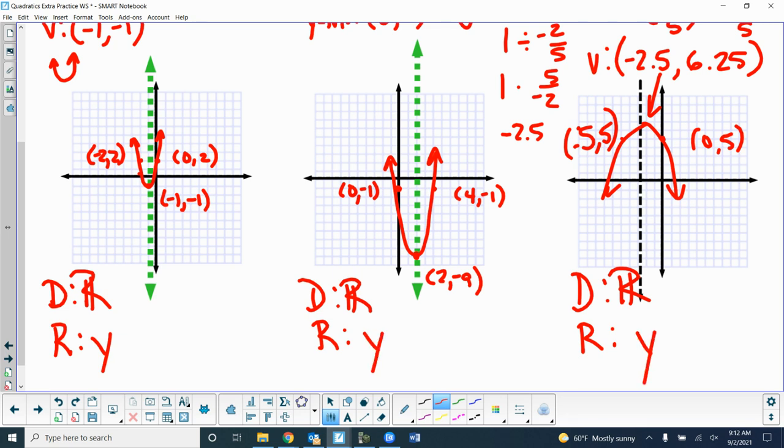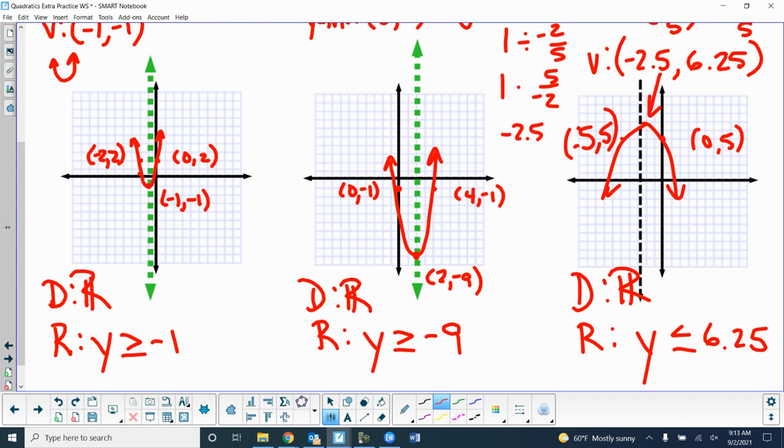If it's going up, it's a minimum, right? So it's greater than or equal to. If it's going down like this last one, it's less than or equal to. And then what number do I put in? The Y value of the vertex. Not the C value, but the Y value of the vertex. So this one was -1. This one was -9. And this one was 6.25. Okay? I forgot to do that.